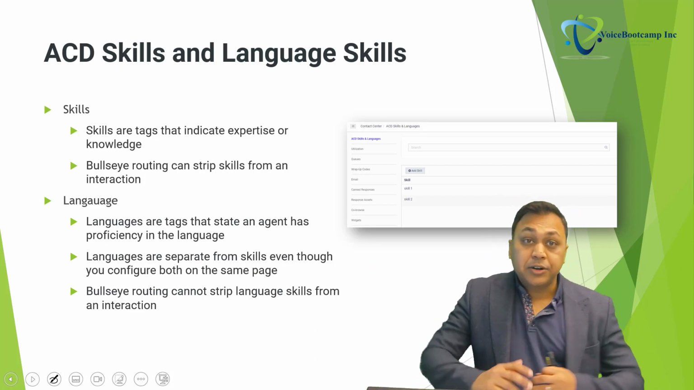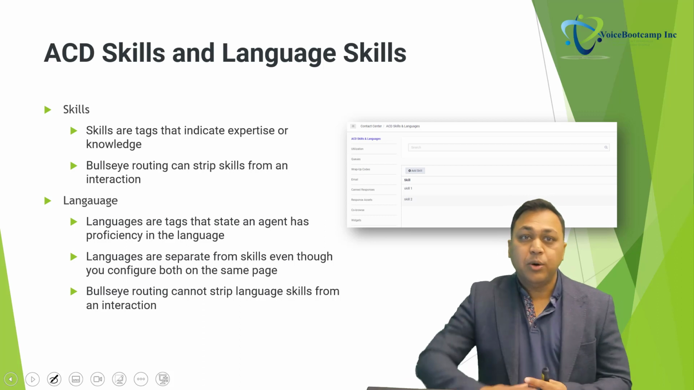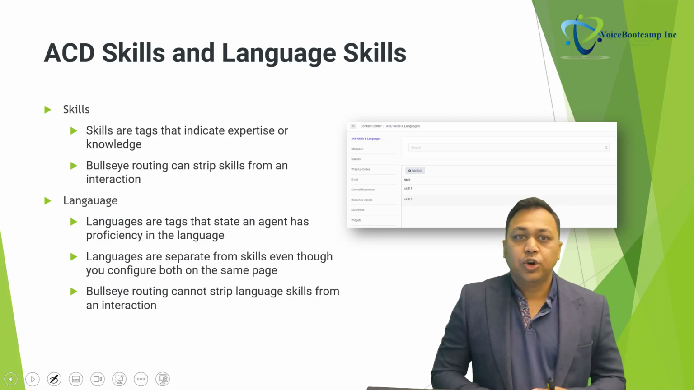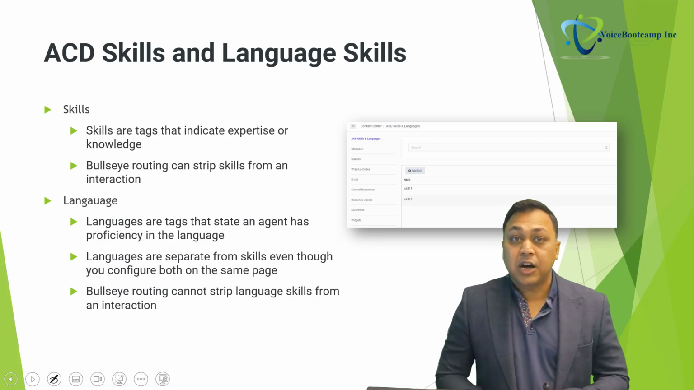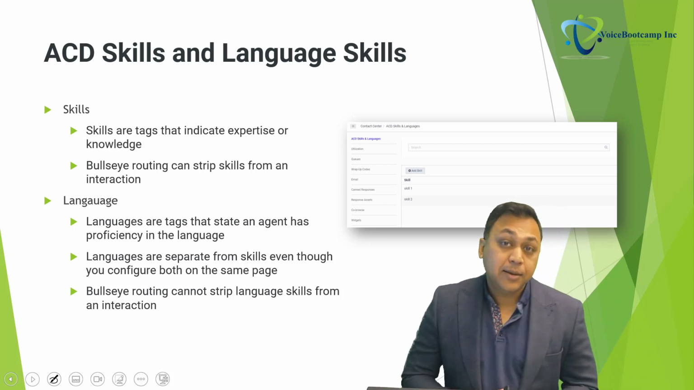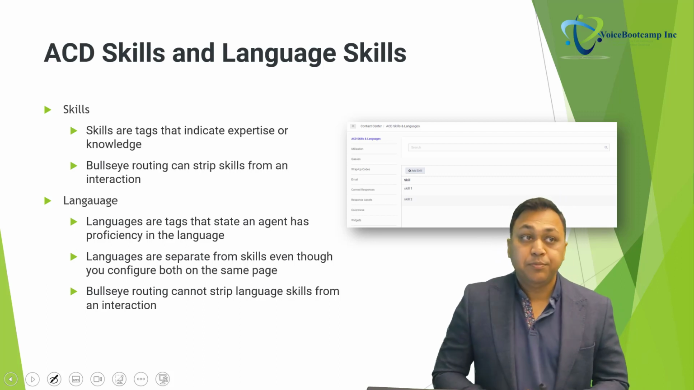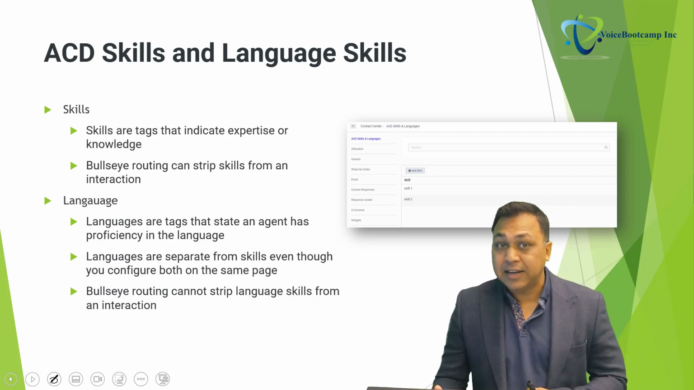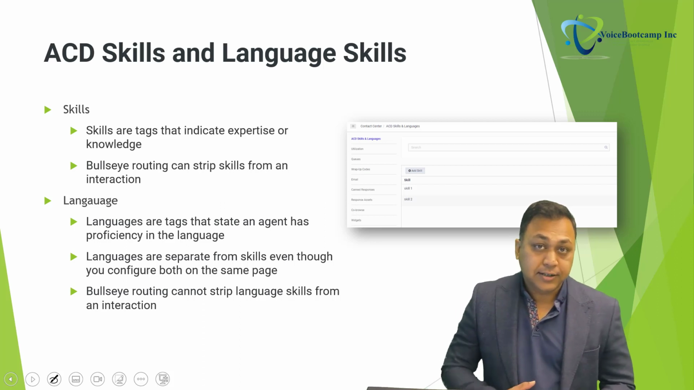Now, we talked about ACD skills in terms of selecting an agent, but what are those skills? When we talk about ACD skills and language skills, Genesys Cloud will evaluate all incoming interactions based on the input from the customer. Input could be the language they have selected, or maybe the menu they have selected.